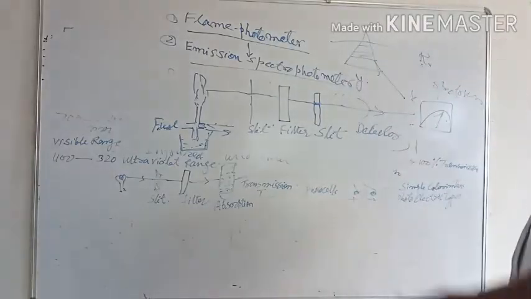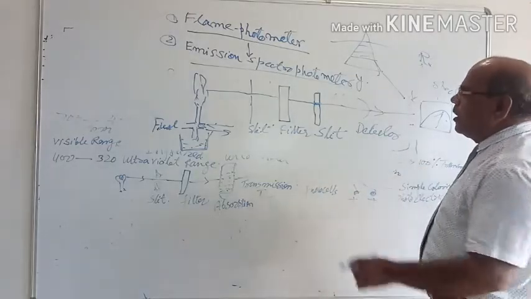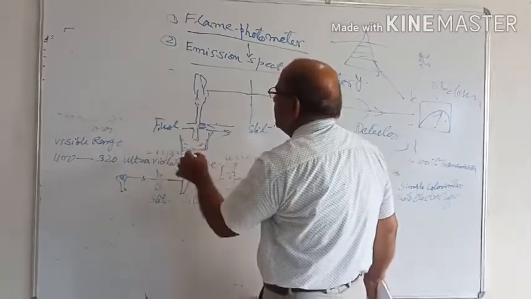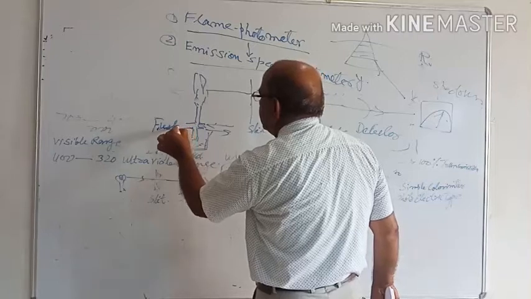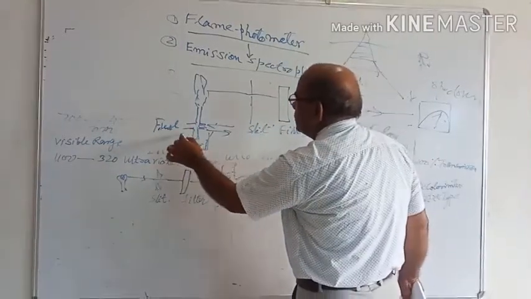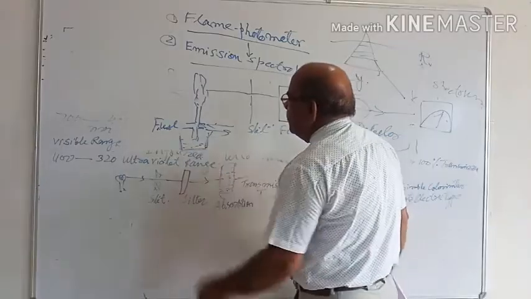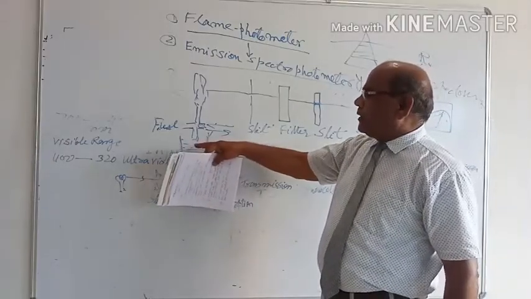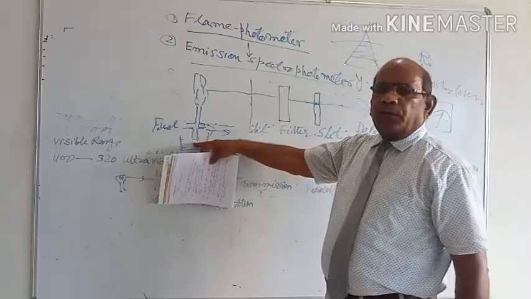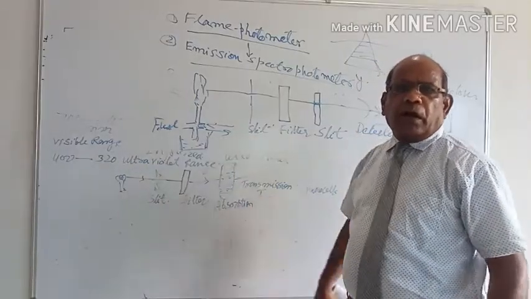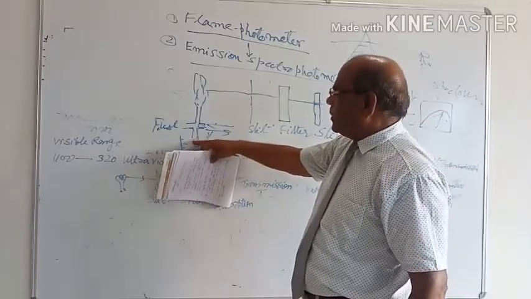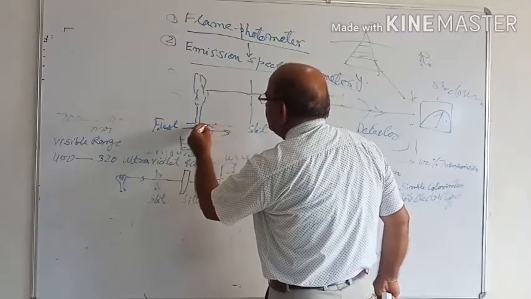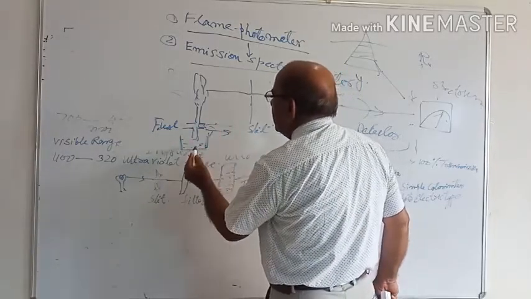Here I have drawn a simple figure of flame photometry. This is the source of flame generated by fuel like natural gas, and this is the sample tank. In the sample tank we put our specimen, for example serum, in which we wish to estimate sodium or potassium. We make a particular dilution of it, and from this channel we press the air with a pressure.